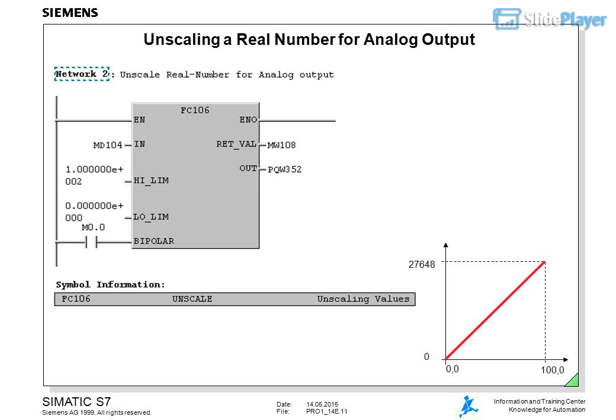integer between 0 and 27,648. OUT: the unscaled analog value at output OUT can be transferred in the form of a 16-bit integer to a data interface or to the module directly. FC106 is supplied with the Step 7 software in the standard library, in the S7 program TS7 converting blocks.